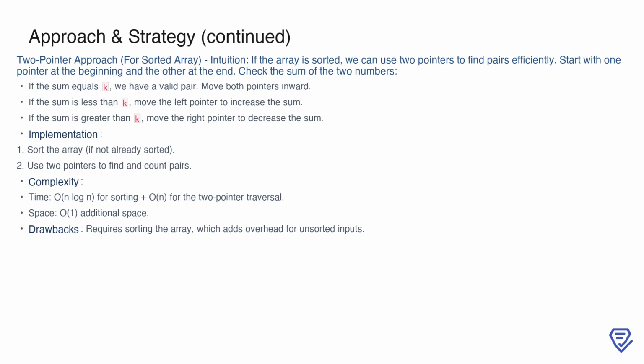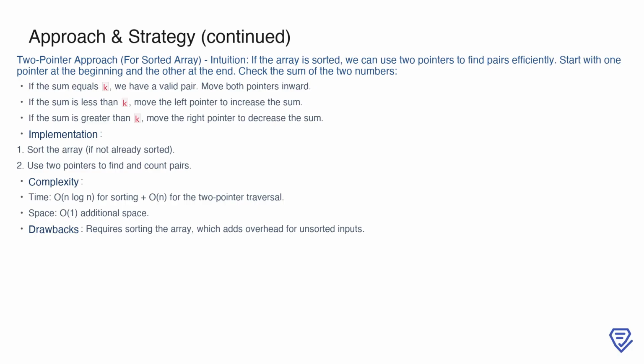The intuition here is to use two pointers, one starting at the beginning of the array and the other at the end. By comparing the sum of the numbers at these two pointers to k, we can decide how to move the pointers. If the sum equals k, we've found a valid pair, and both pointers are moved inward. If the sum is less than k, we move the left pointer to increase the sum. If the sum is greater than k, we move the right pointer to decrease the sum.